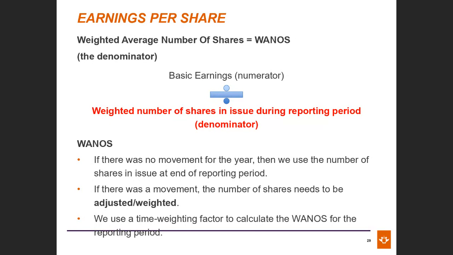So when we're looking at our weighted number of shares, if there was no movement for the year, i.e. the number of shares at the beginning of the year was the same as the number of shares at the end of the year, then we are going to use the number of shares in issue at the end of the reporting period, okay, because it is the same at the end as it was at the beginning, because there was no issue of shares or no movement.